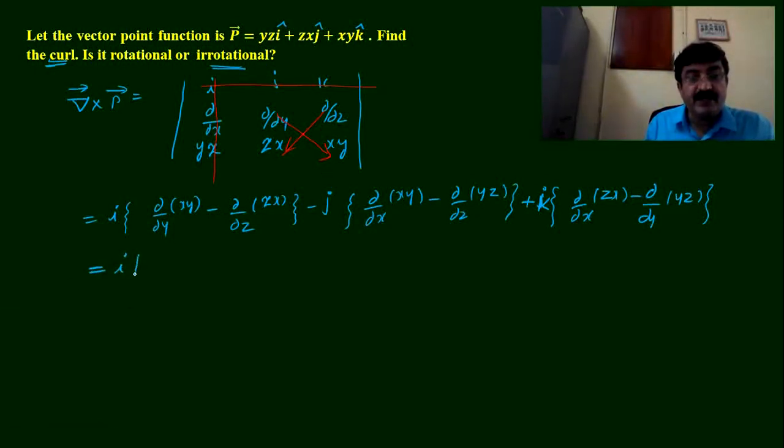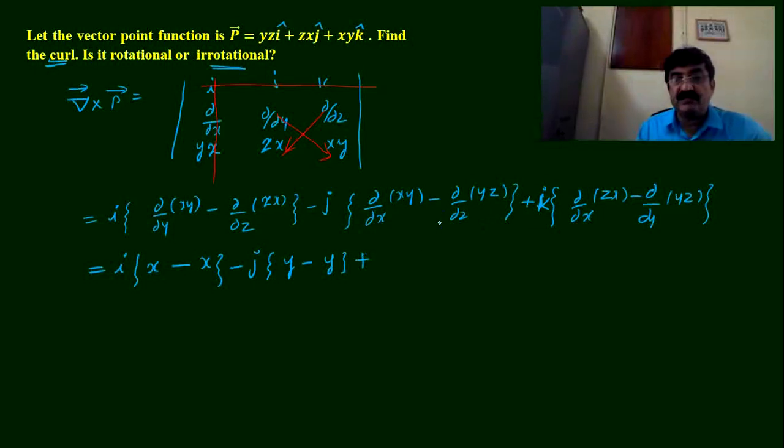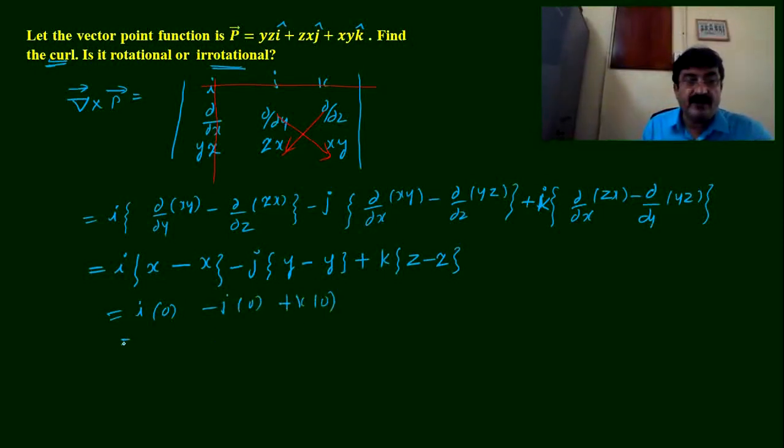This is i into, when you differentiate this, you will have x over here. When you differentiate this, once again there will be x, because ∂z/∂z is 1. Minus j into, well, here we are left with y minus y. Please check this and convince yourself. Plus k into, once again you check this and convince yourself, it is z minus z. So that is i into 0 minus j into 0, y minus y is 0, plus k into 0, finally it is 0. So the curl is 0.